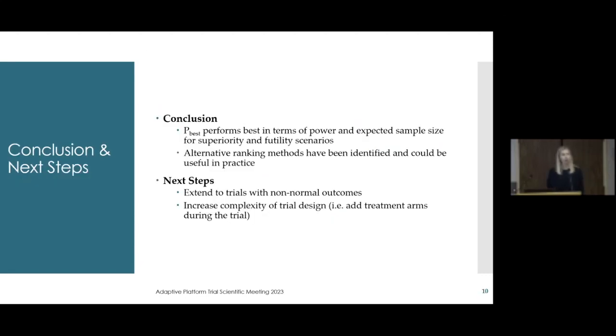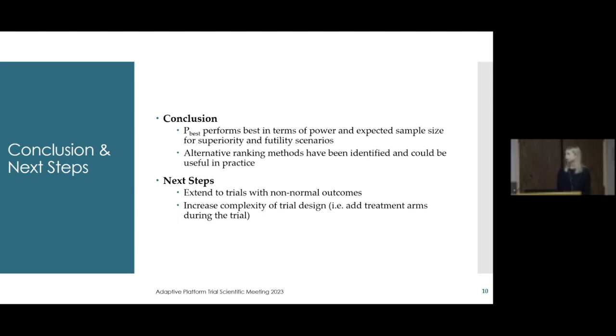Okay, so overall, p-best performed well in terms of power and expected sample size for both scenarios. Although it's been criticized in other research applications, it performs well for APTs because it is answering the question we're asking, which is essentially which treatment is the best. That being said, we did identify alternative ranking methods that also performed well with similar power to p-best and expected sample size that was still below our maximum sample size. So these methods could still be useful in practice if we're looking at different questions.